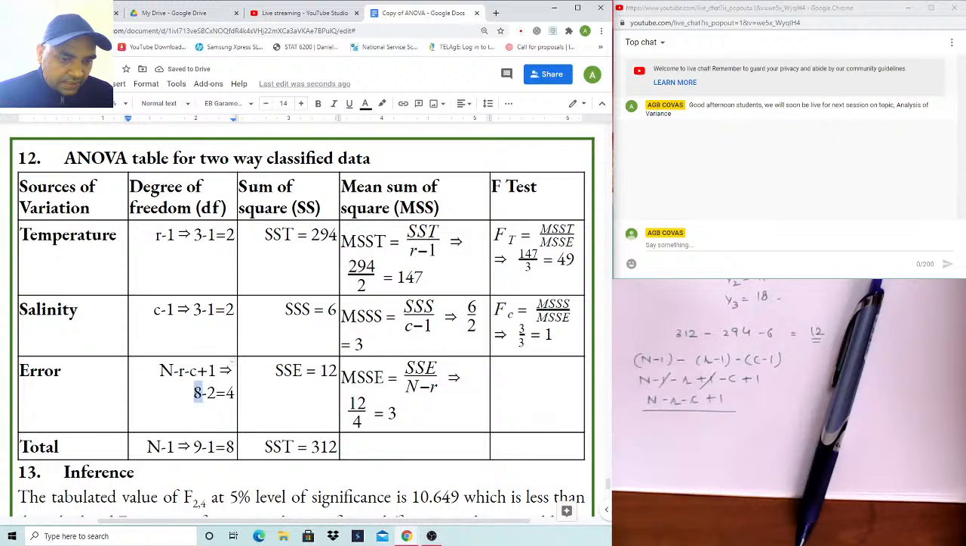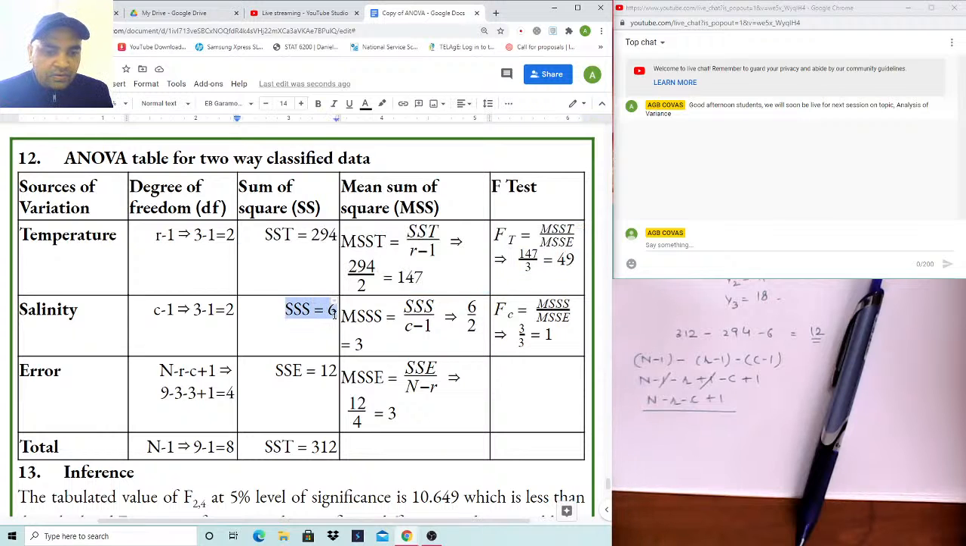So this will be 9 minus 3 minus 3 and plus 1. So it will be equal to 4, and this n minus 1 is equal to 8. Okay. Now this part we have already discussed in analysis of variance for one way. This remains the same.